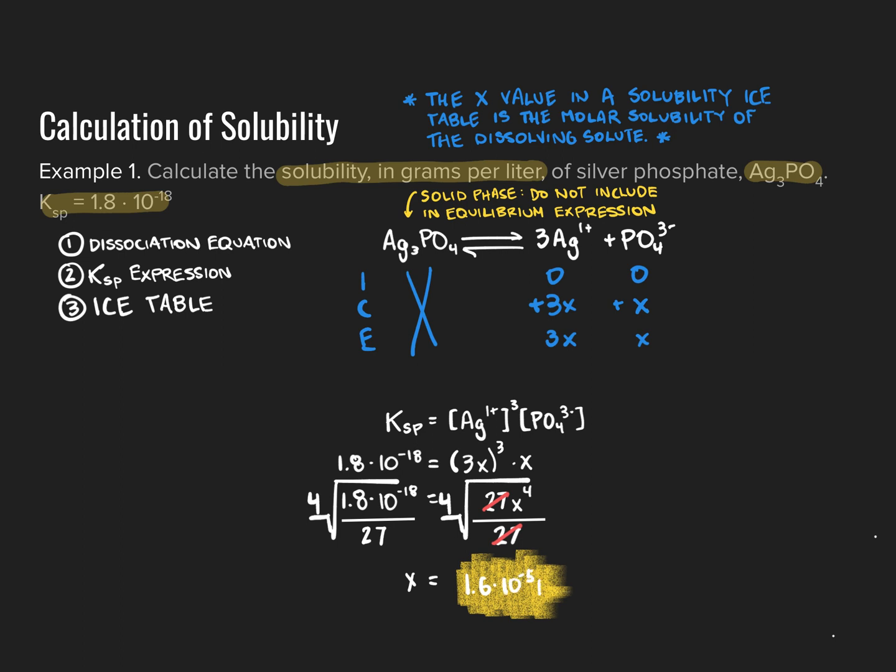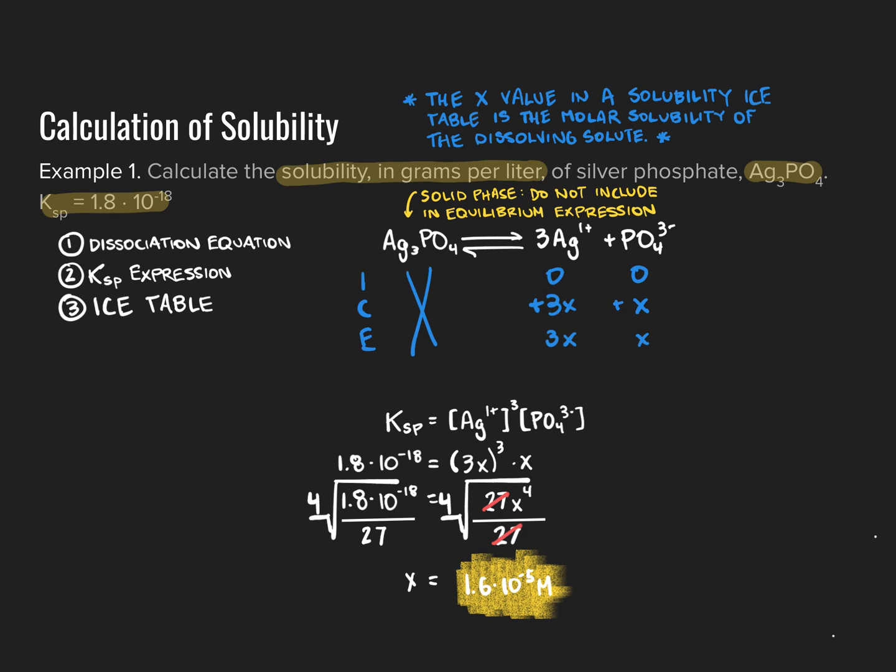Now, having done the math, let's think about what we just found. Recall that in solving this ICE table, we assumed that x moles per liter of that solute would dissolve, which means the x value we just found literally is the molar solubility of our dissolving solute. So I know now the molarity of silver phosphate which will actually dissolve into solution. But in this particular problem, I was not asked for the solubility in molarity. I was asked for the solubility in units of grams per liter. So all that remains here is a real quick unit conversion to make my final calculation.